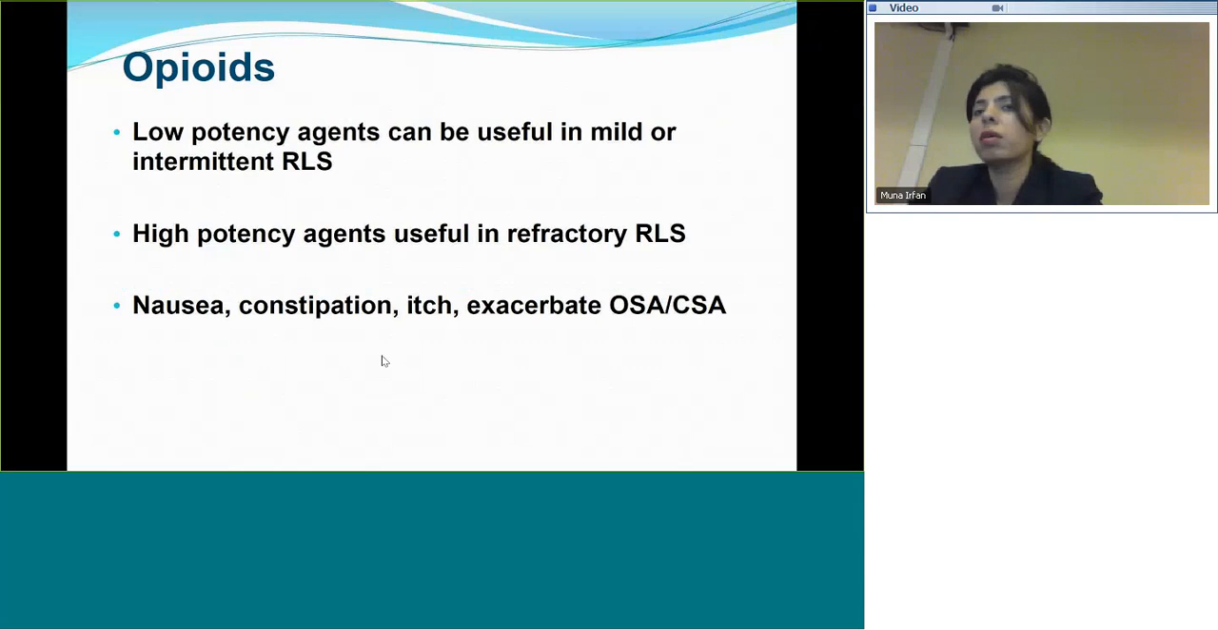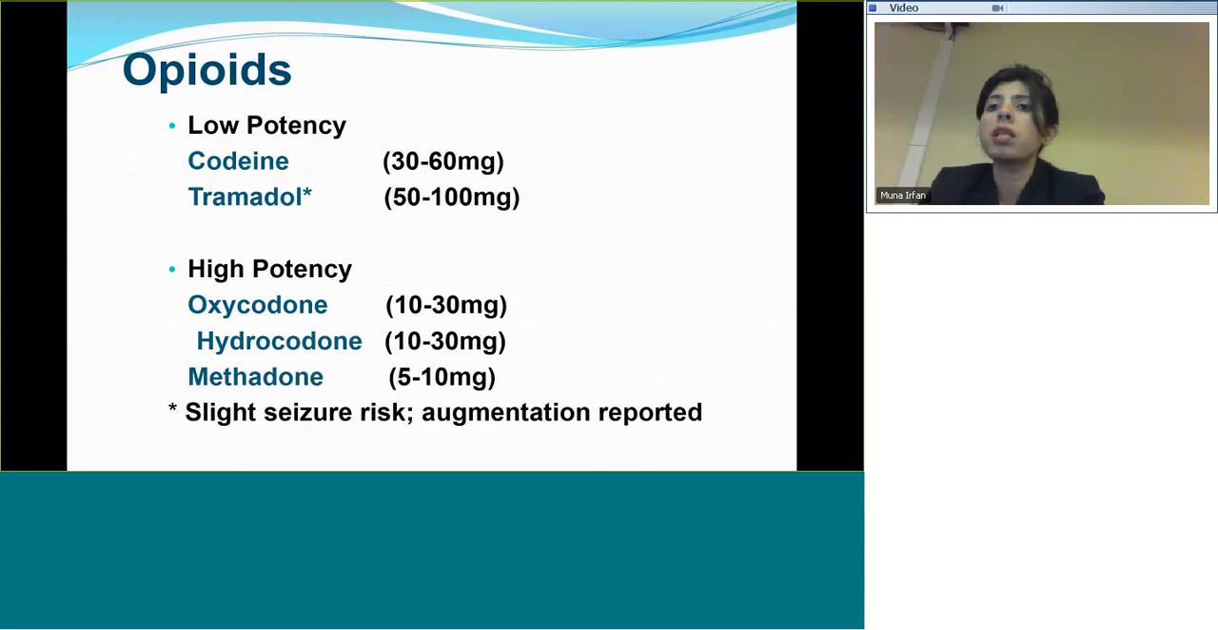If these two classes fail or the patient's restless leg is very refractory, then opioids can also be an option. Low potency agents can be used if symptoms are intermittent. High potency agents we would only reserve for refractory cases. The main side effects could be nausea, constipation, itch, and of course exacerbation of sleep apnea, obstructive or central, and then drowsiness, CNS blunting, and then habituation, tolerance, and even addiction. But the doses we need are very low as compared to the doses used in pain and other issues. So for low potency medications, 30 to 60 of codeine and 50 to 100 of tramadol can be very helpful.